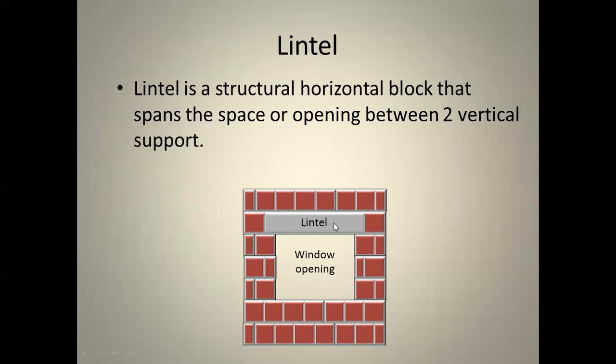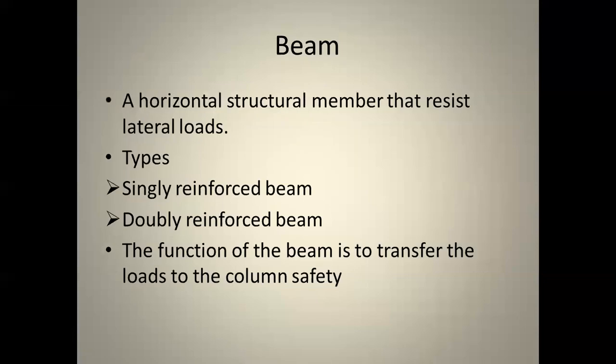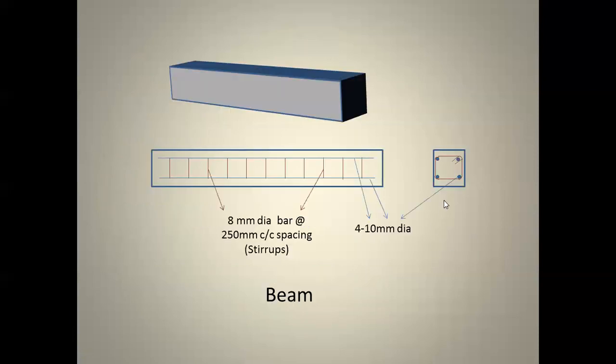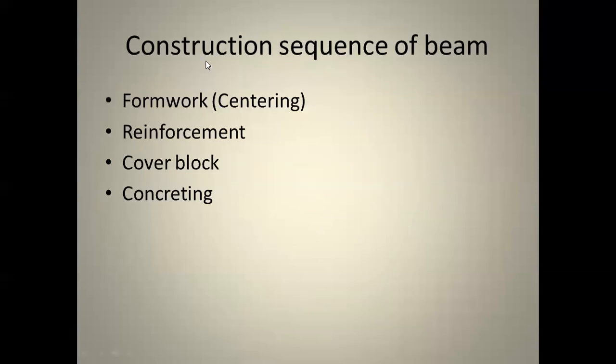Okay, so this is all about lintel and beam. Beam is nothing but a horizontal structure to resist lateral loads. Types we have: singly reinforced and doubly reinforced. The function is to transfer the load to the column. It is three-dimensional. We have to know the two sections. We have to show the main reinforcement. See, this blue color is the main reinforcement and this red color is the stirrups. So this stirrup looks like this. And the construction sequence, we know centering, then we have to do reinforcement, then we have to place the cover block, then we have to do the concreting.